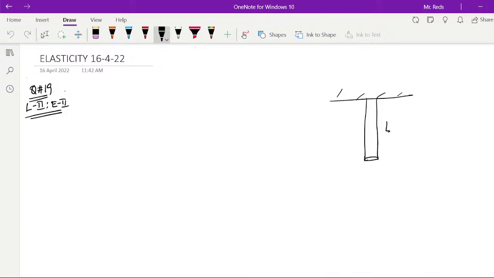So let's get into the question. A wire of length L and cross-sectional area A is suspended at one end from the ceiling. The strain energy due to its own weight, if its Young's modulus is Y and density is D, is?